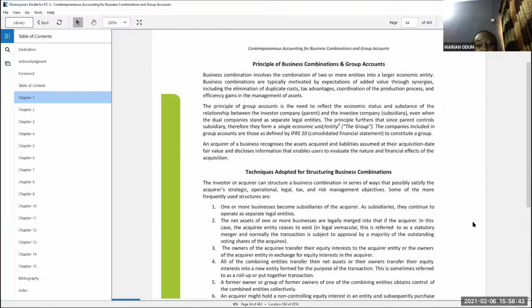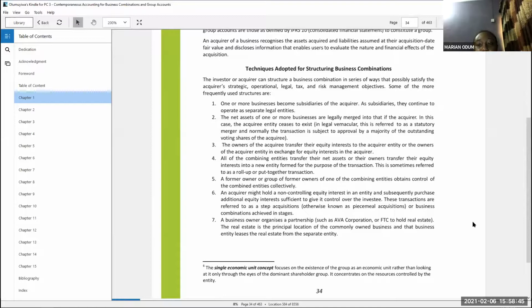The investor or acquirer can structure a business combination in a series of ways that possibly satisfy the acquirer's strategic, operational, legal, tax, and risk management objectives. Some of the more frequently used structures are: 1, one or more businesses become subsidiaries of the acquirer. As subsidiaries, they continue to operate as separate legal entities.